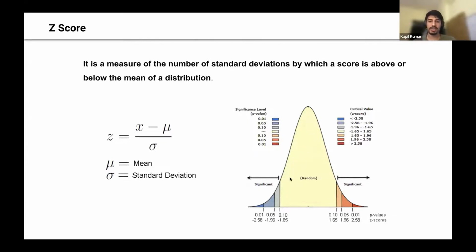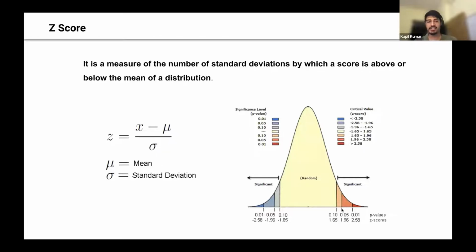For example, if Z is positive, we are looking at this side. If Z is negative, we are looking at this side. Now, both the Z value and the P value that we discussed above are concerned with a given data point. For example, say we have a data point here. For this data point, the P value would be the area under the curve from this point to the edge of the curve. And the Z score would be how many standard deviations away this point is from the mean.